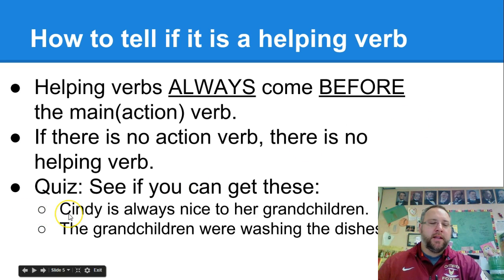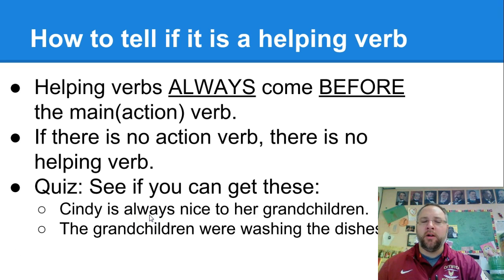The first one. Cindy is always nice to her grandchildren. Let's look. Is there an action in here? I don't know. Let's see. Cindy is the subject. Can she always? No, you can't do always. Can you nice? Not sure about that one. You can be nice. Can you too? No. Can you her? No. Can you grandchildren? No. So let's look at this sentence.